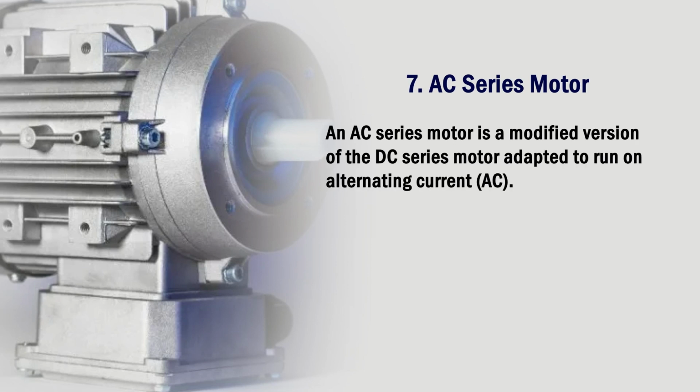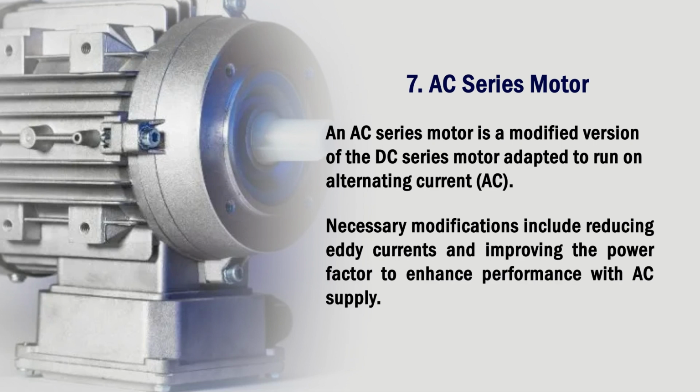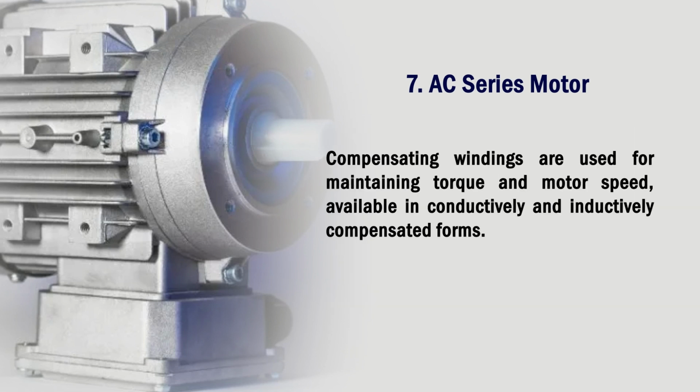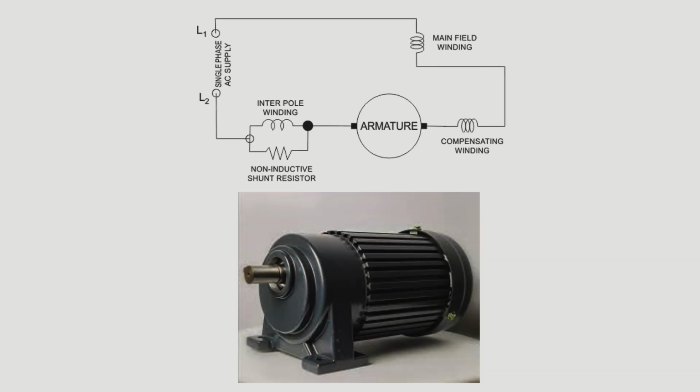Next type of single phase motor is the AC series motor. An AC series motor is a modified version of the DC series motor adapted to run on alternating current. The necessary modifications include reducing eddy currents and improving the power factor to enhance performance with AC supply. The compensating windings are used for maintaining torque and motor speed, available in conductively and inductively compensated forms. The figure shows the circuit of the motor along with the actual figure. So this is the AC series motor with the compensating windings, which is called the interpole winding, and non-inductive shunt resistors.